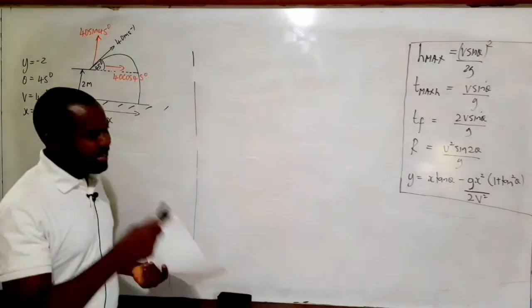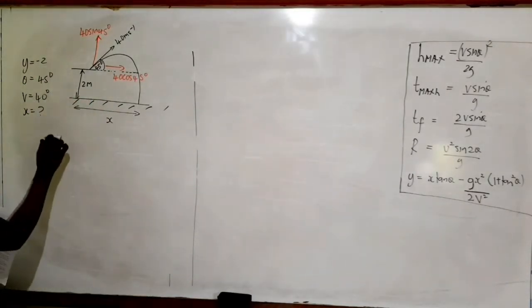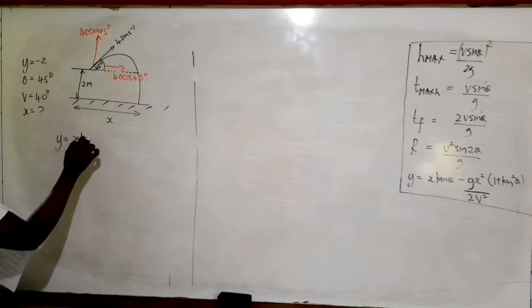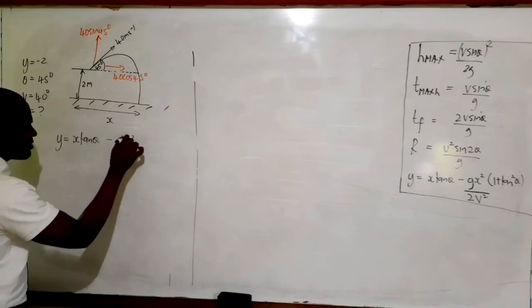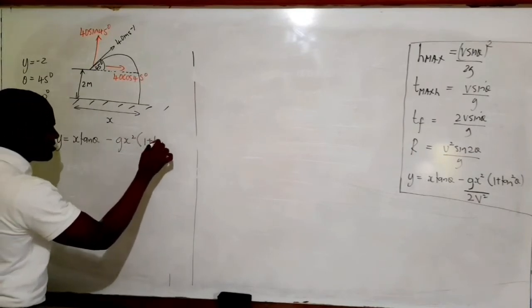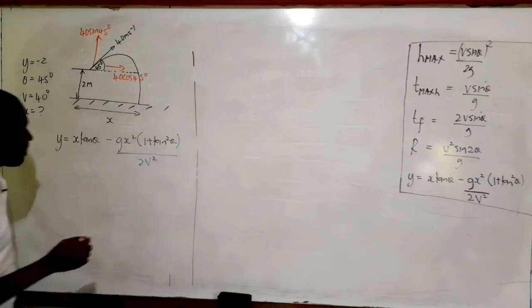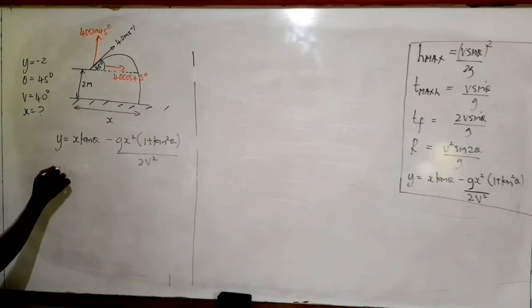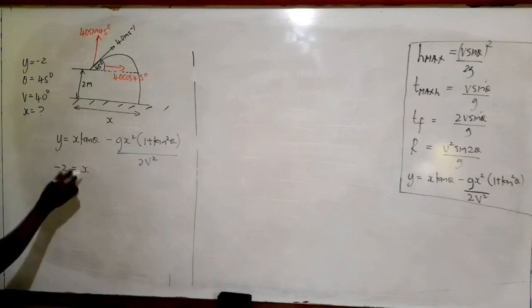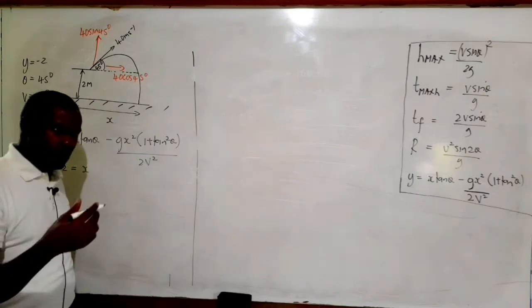So using that equation, we have y equals x tan theta minus g x squared times 1 plus tan squared theta all over 2v squared. So substituting the values that we have, we know y is equal to minus 2. So we have minus 2 equal to x. Now theta is equal to 45 degrees, and tan of 45 degrees is equal to 1. So x times 1 is just x.